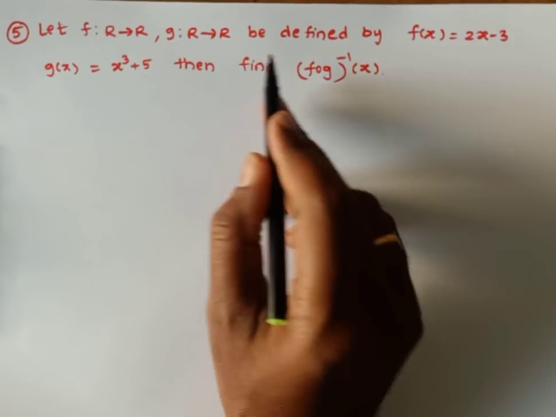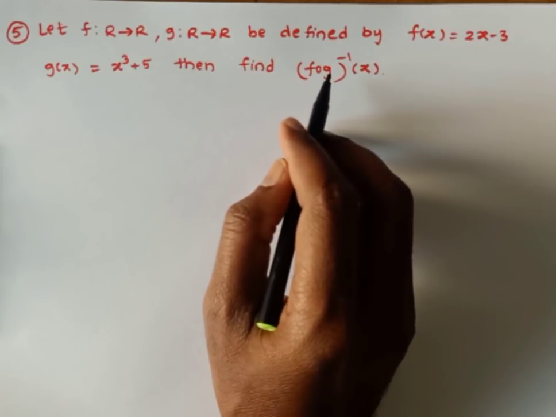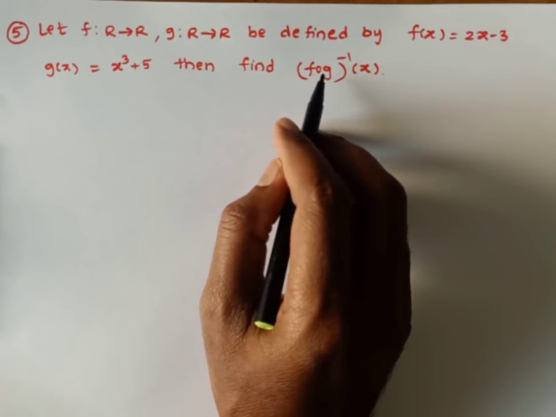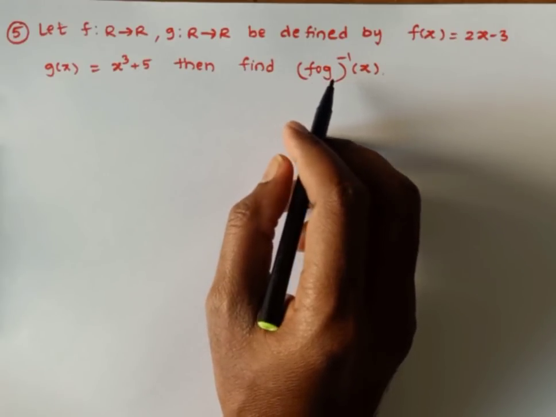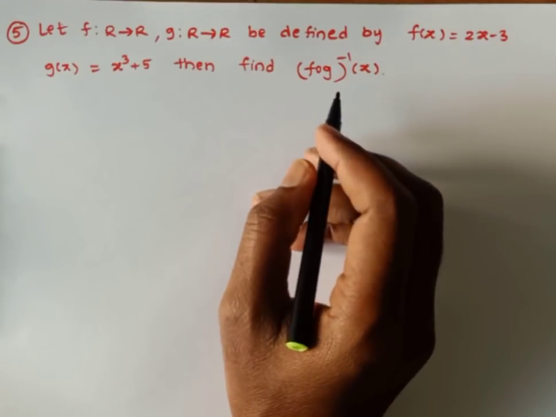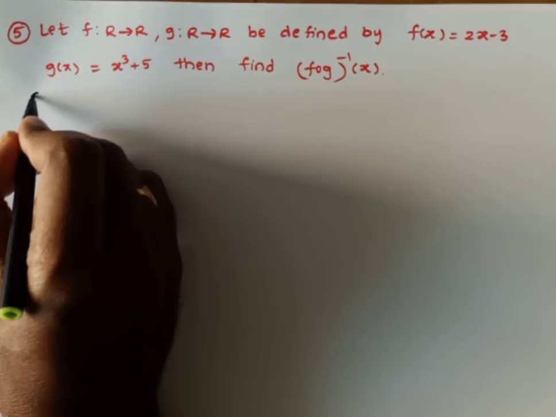f and g are two functions, then f compose g is also a function. So first try to find f compose g, then find the inverse of that function accordingly. See the solution.